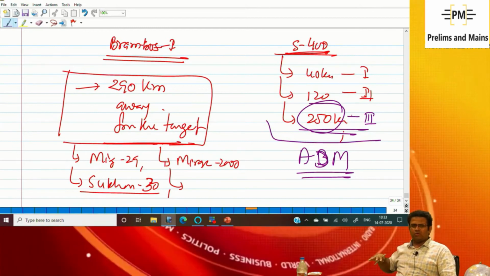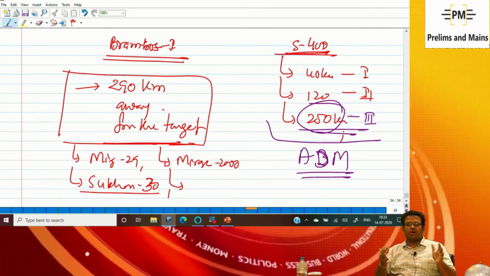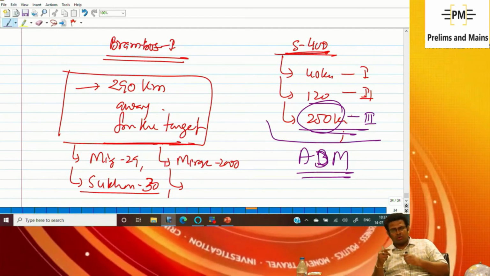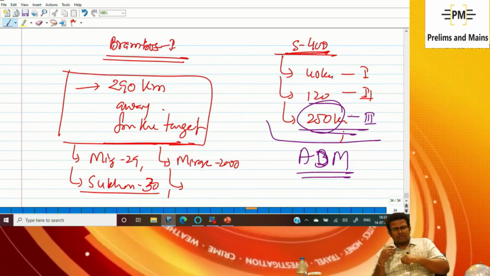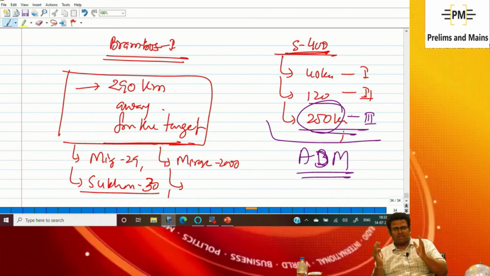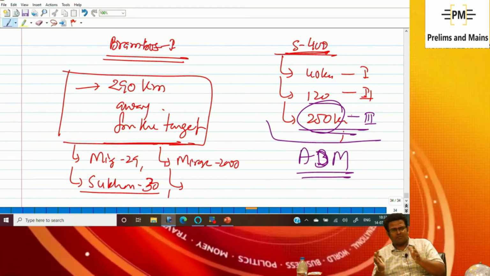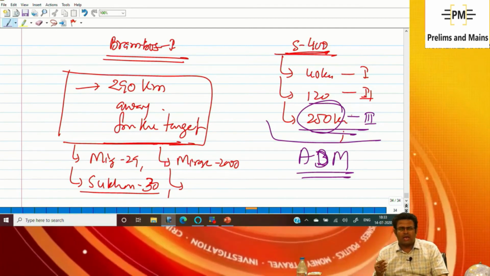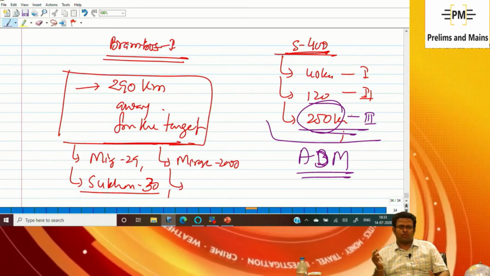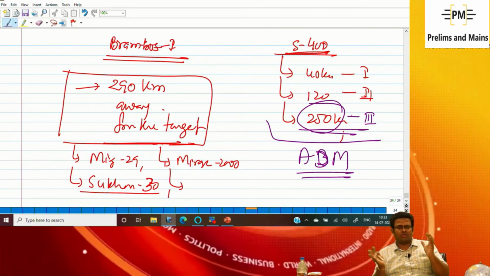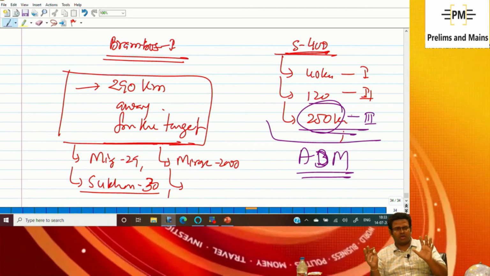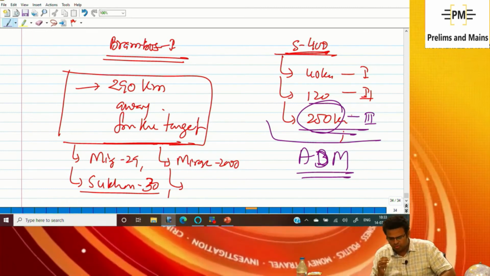Now it will come down and start moving according to its position so that it can maintain stealth technology. Its targeting capability, its hitting capability of the target is very high. Somehow out of four, one possibly can be destroyed. Otherwise, three BrahMos will 100% hit the target. This is BrahMos 1.